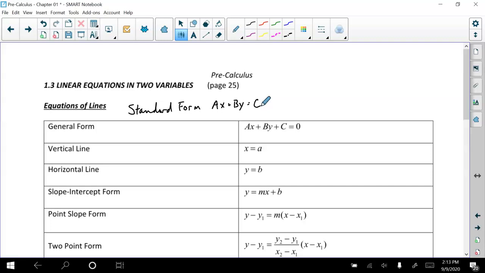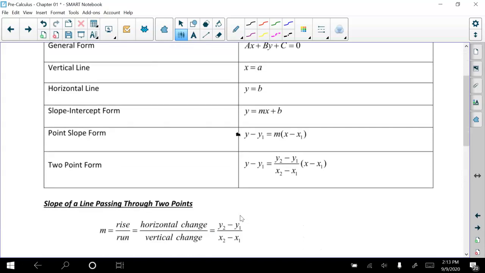Slope-intercept form, y equals mx plus b. Point slope form, y minus y sub 1 equals m times the quantity of x minus x sub 1. We're going to be working with that one quite a bit. And two-point form is very similar to point slope form. We don't use this often, if ever. All they did is instead of writing m, they wrote the slope formula, y2 minus y1 over x2 minus x1. So it's identical to point slope form, except you find the slope at the same time as you plug in the points.